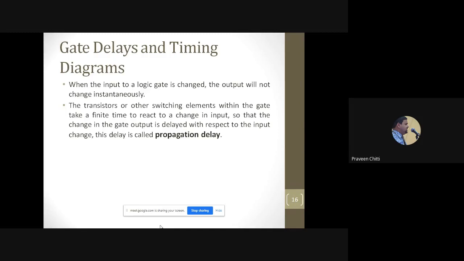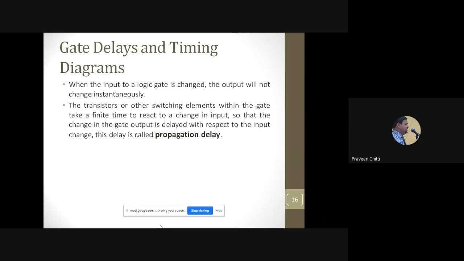That's not the correct definition. I'm asking what is propagation delay of a gate. Whenever you have a logic gate, every logic gate will have a propagation delay because of the switching elements. So I want the definition of propagation delay of the gate. Yes, Sohan. Yes, sir. So I guess it's the delay or the time required to show the output when the input is changed.